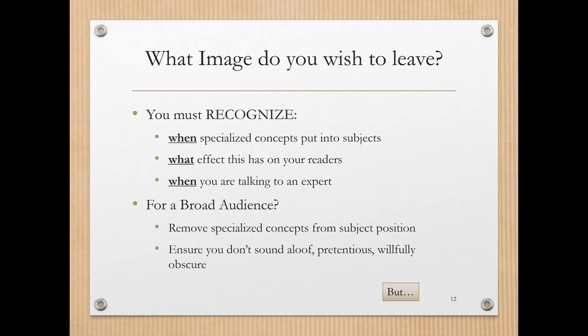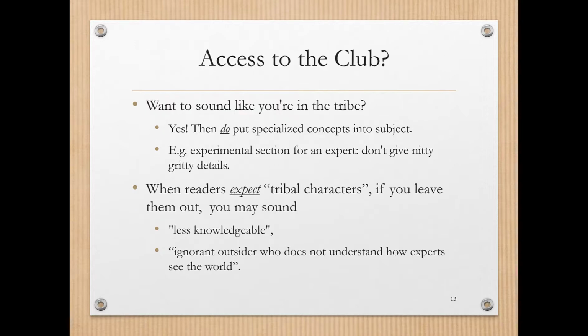Of course, for a broad audience, if you know you have a broad audience, then remove all those specialized concepts from the subject position. Doesn't mean you can't add them in later through some chaining, so through some connections, but you want to start by providing the reader with a more concrete character higher in the character scale. Of course, you also want to make sure if you're talking to a broad audience that you don't sound aloof, pretentious, or willfully obscure. So when would you choose to use jargon? When is it appropriate to use jargon?